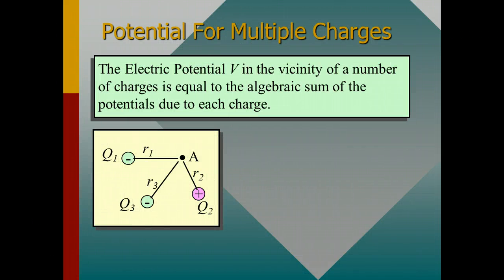If we have multiple charges, just like before, we can add up the potential of the multiple charges. And so because this is not a vector, this is just a scalar, we add up just the algebraic sum due to each charge.